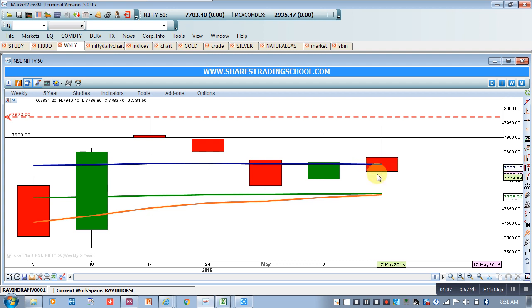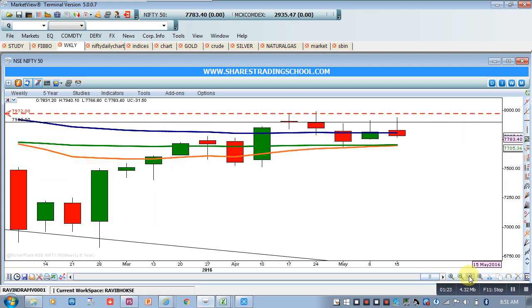Below this level, if Nifty goes south, then the next support you can see is this 100 EMA, which is placed around 7705. So if Nifty goes further down, 7705 is a level which can act as a support.